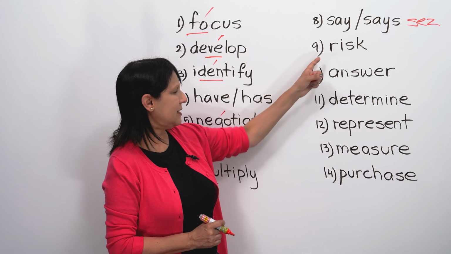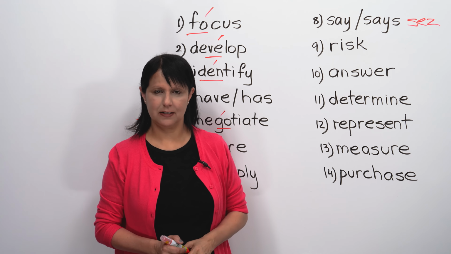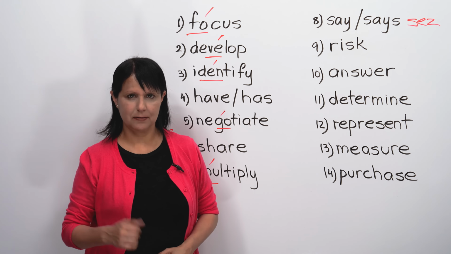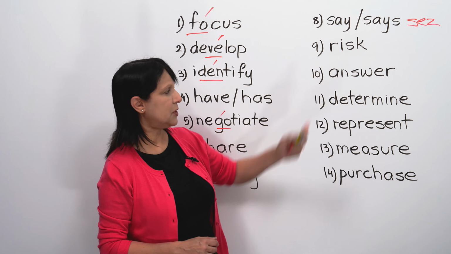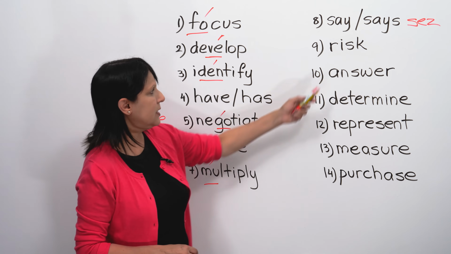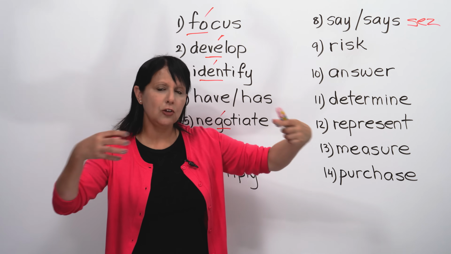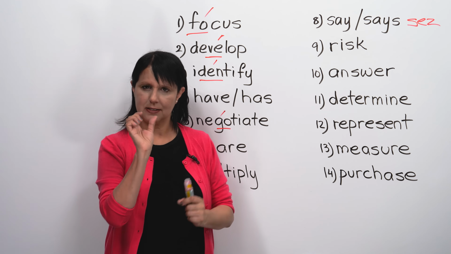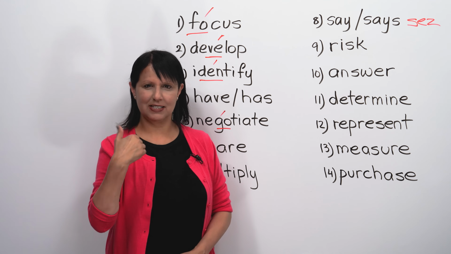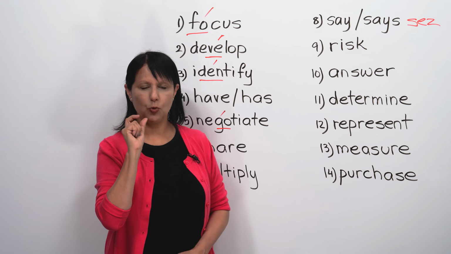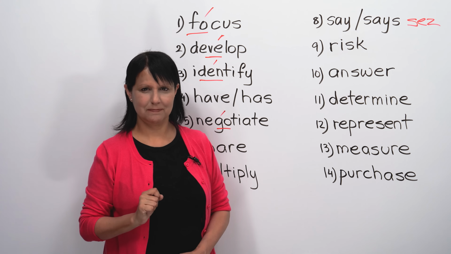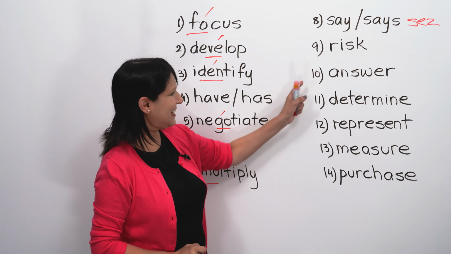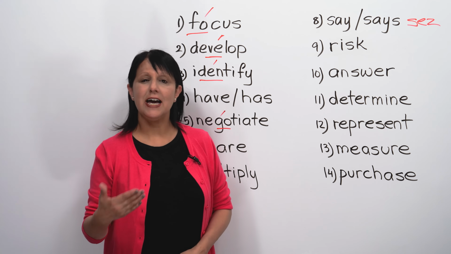Good. The next one, risk. Risk. So here, the trick, especially for Russian speakers, for example, is to make sure that you're not elongating the I. Don't say risk with a long I. No. Say, nice and short and sweet, risk. The I is very short here. Risk. Good. Okay?